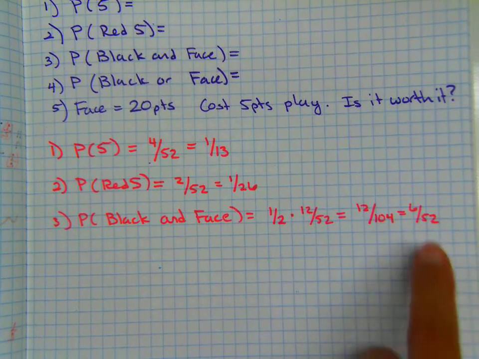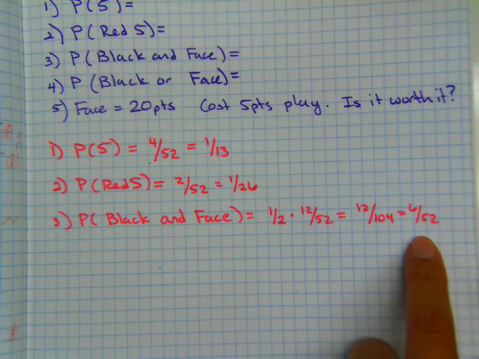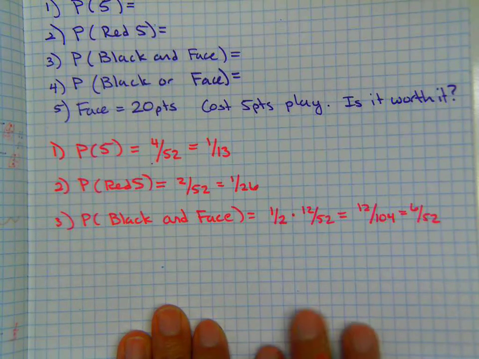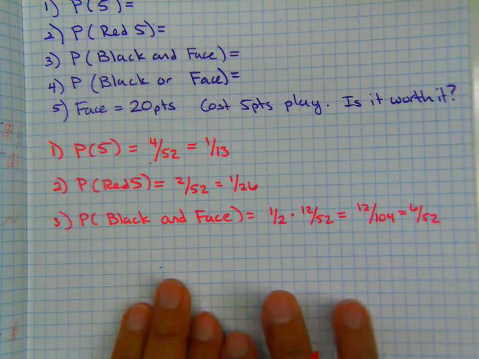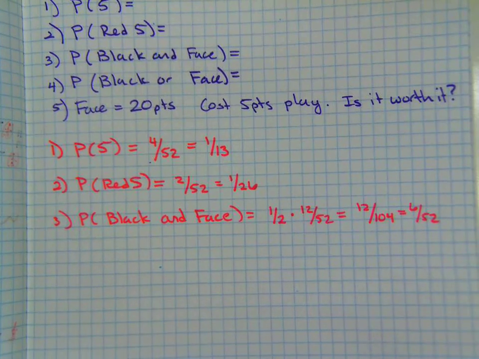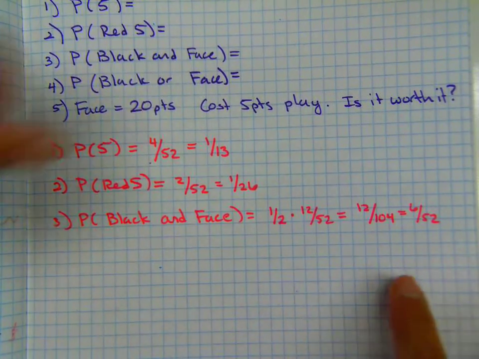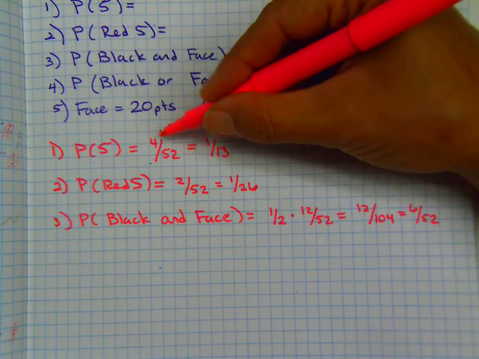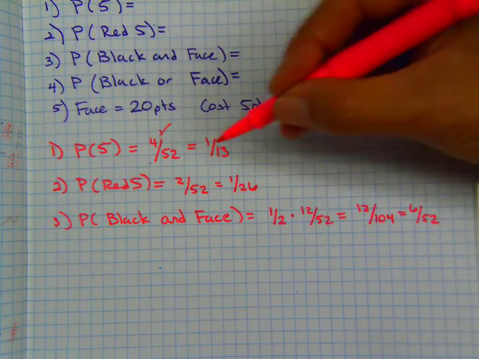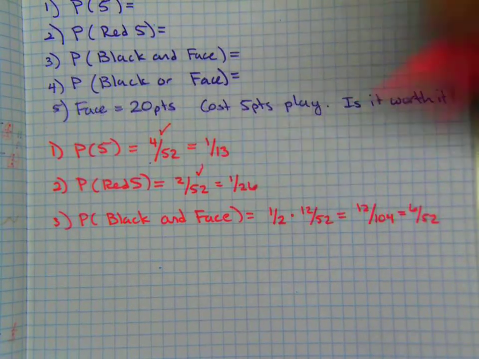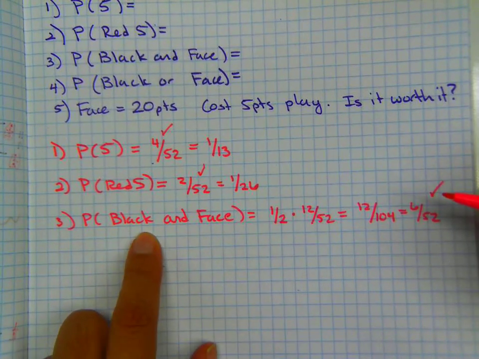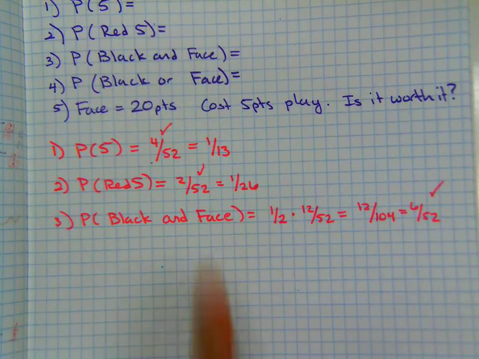Now, I'm going to pause right there because that's what you might have gotten. Because if you think about it, if you pull up your sheet, there are 3 face cards that are clubs, 3 face cards that are spades. So that's a total of 6 out of 52. And in fact, it's probably better not to reduce them because this kind of tells me a story right here. There's 52 cards, 4 of them are 5s. There's 52 cards, 2 of them are red 5s. There are 52 cards, 6 of them are black and are considered face cards.